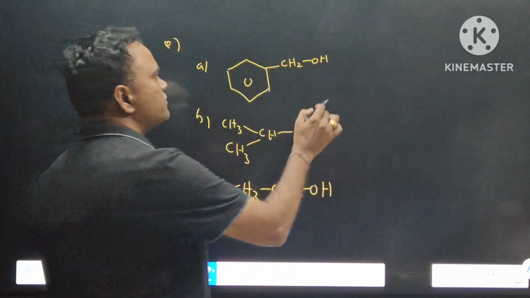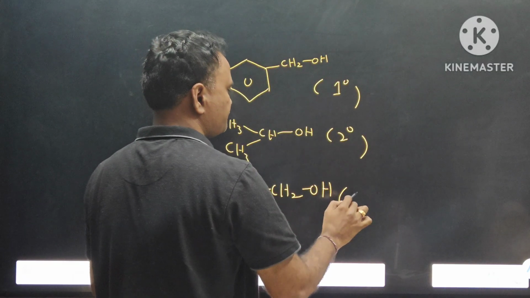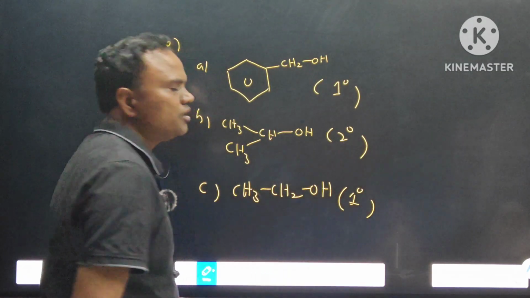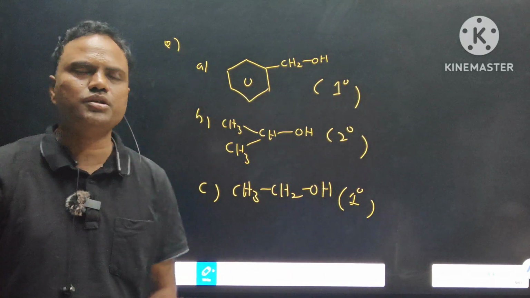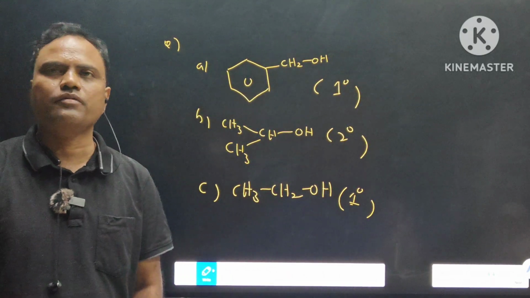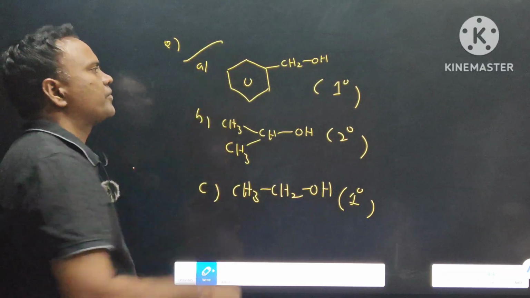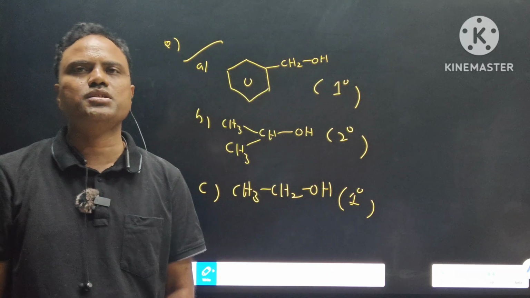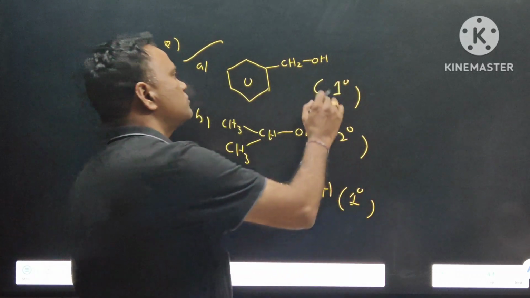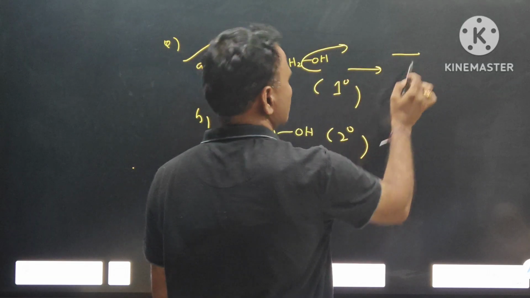What is its degree? First one degree. In the Lucas test, 3 degree alcohols readily participate, after that 2 degree, after that 1 degree. The answer is A. Even though it is a primary alcohol, it forms a stable carbocation. In the Lucas test, OH will be eliminated to give the carbocation.